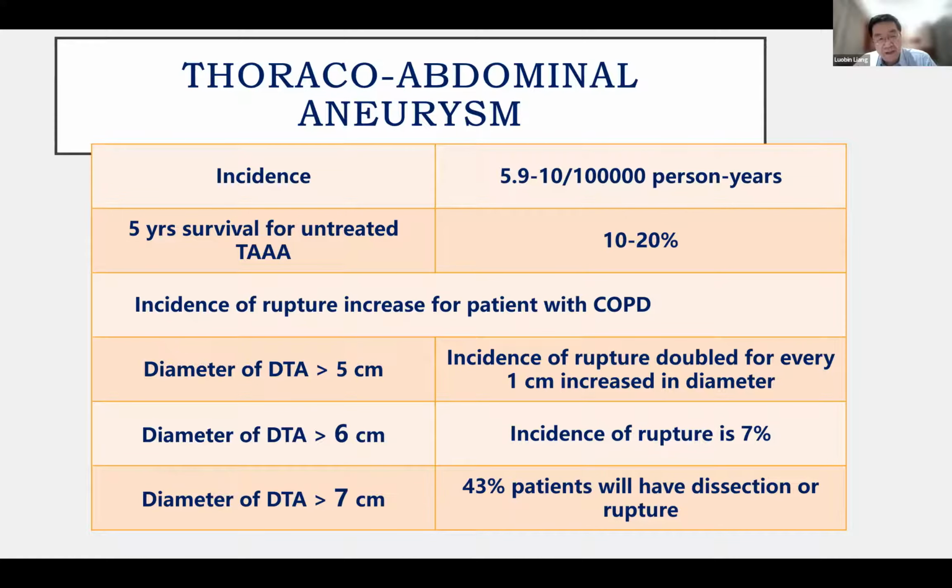Based on the diameter of the descending thoracic aneurysm, patients have different risks, which means if the diameter is bigger, there is more chance of rupture. If the diameter is greater than 5 centimeters, the incidence of rupture doubles every year for each 1 centimeter increase in diameter.